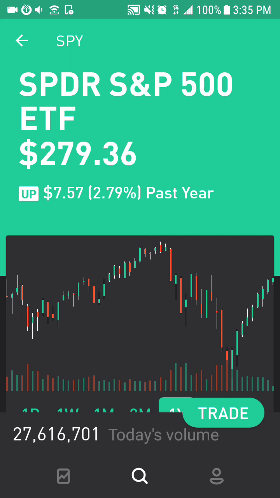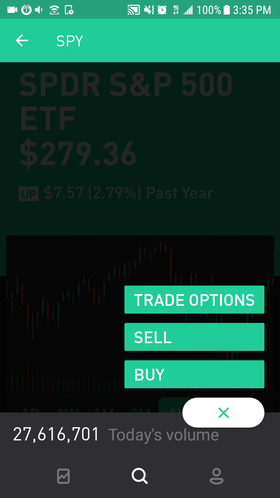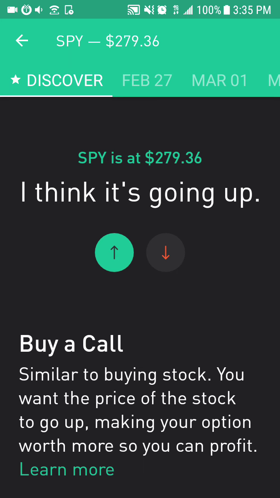This is an ETF that tracks the 500 largest US companies and has very high volume. So in order to trade options, click on the trade button and then click trade options. The first thing you want to look at is which direction you want to trade this underlying asset. Do you think this will go up or down? It shows what the current price is. The current price of SPY is $279.36.